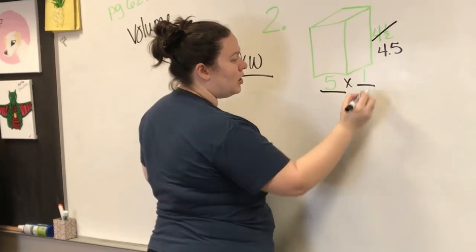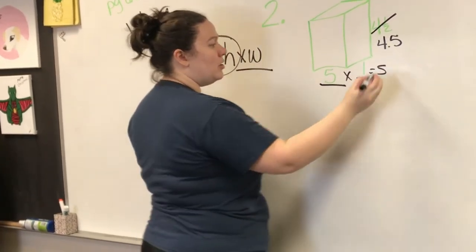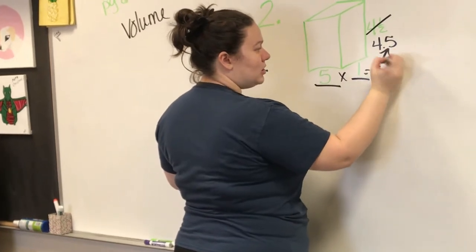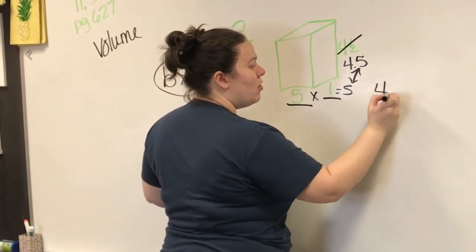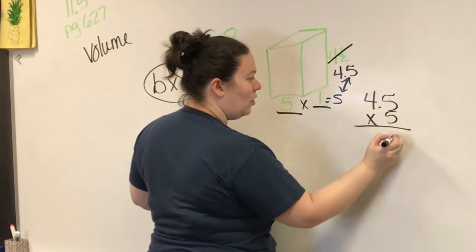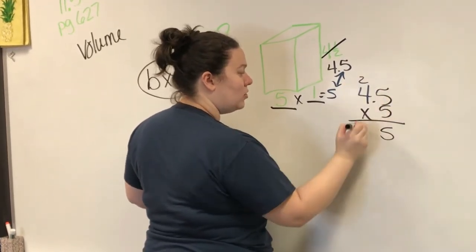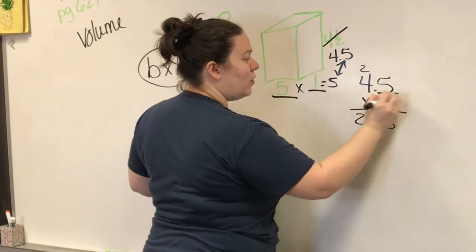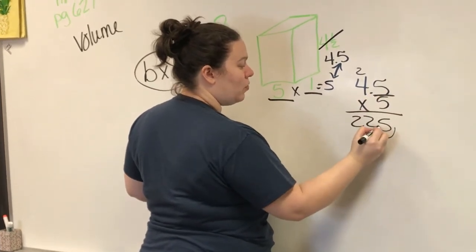5 times 1 equals 5. Then you have to multiply that last pair of numbers that were given to you. 4.5 times 5 is 22. I have one decimal place in this problem, bring it over one time.